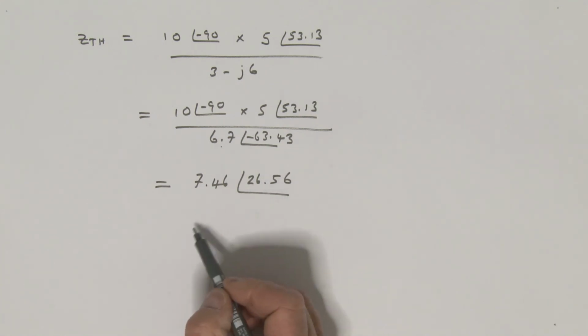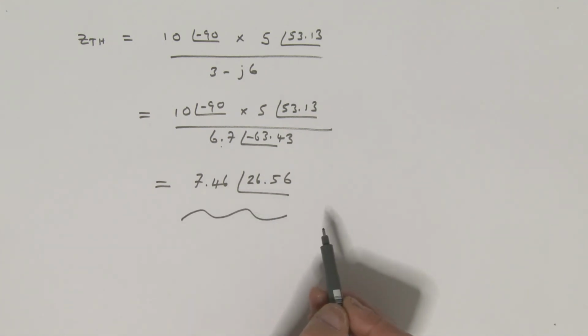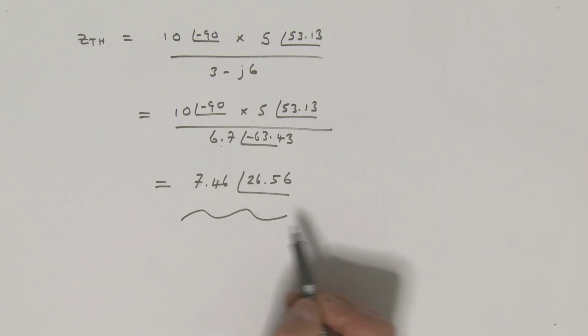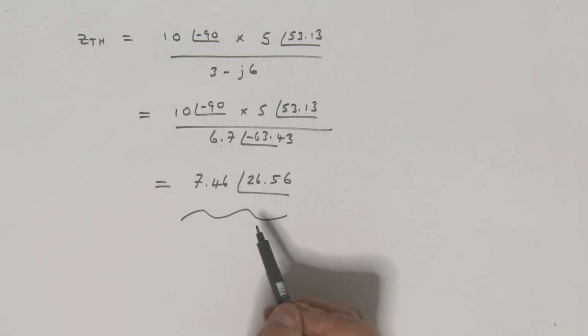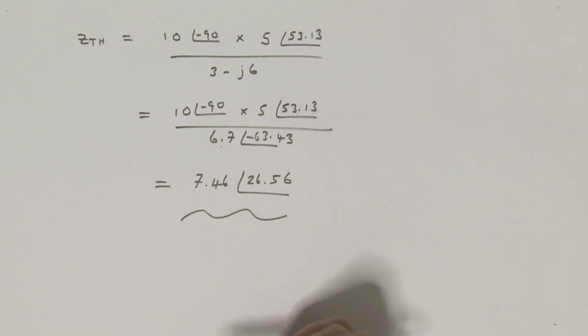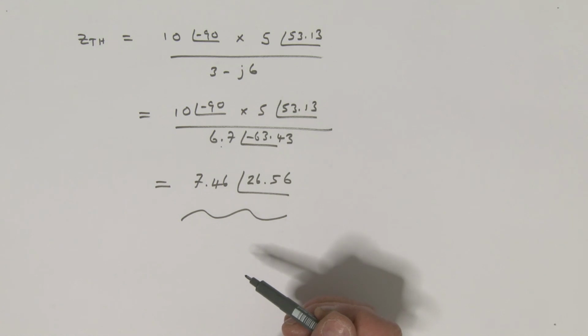26.56 degrees. And so you should now compare that with the other approach, and you'll see that apart from a little bit of rounding there, that they're exactly the same. So we can use this technique here when we have independent sources in the problem.